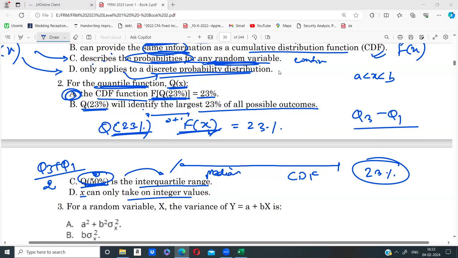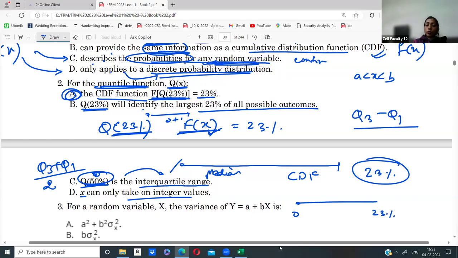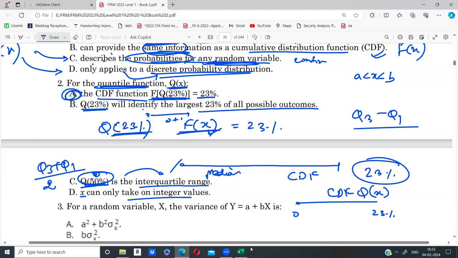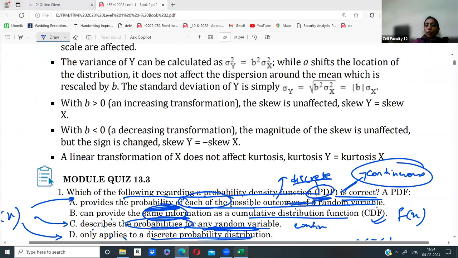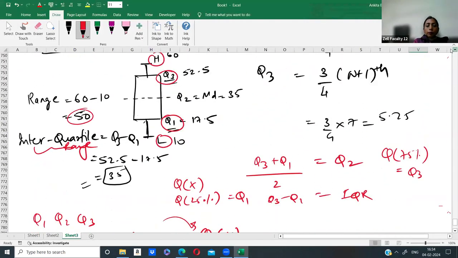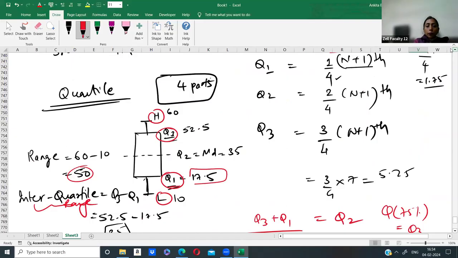Ma'am, please explain again why A is the answer. When I talk about cumulative function, what does it mean? That values from 0 till 23% would denote my cumulative distribution function for the quartile for Q of 23%. Correct? What does cumulative mean from 0 to 23? And what does quartile function itself mean? So when I was calculating the quartile function here on our worksheet, we got Q1 of 17.5.